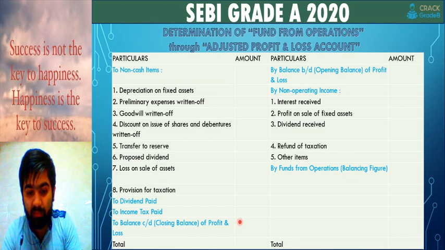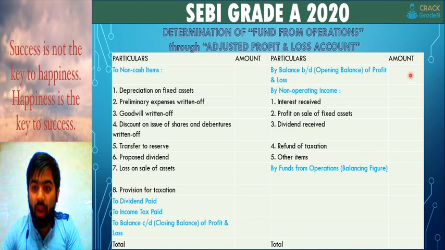In the profit and loss we had 50,000 in the beginning of 2019, and when we see at the end of March 2020, we have 80,000 in the profit and loss account. So 50,000 in the beginning, 80,000 in the end. What does it mean? That 30,000 is earned during the year, right? So we will enter 50,000 here and 80,000 here, and when we subtract 80,000 minus 50,000, we get 30,000 as the fund from operation balancing figure here. So that is the fund which we have earned during the year from the operations.